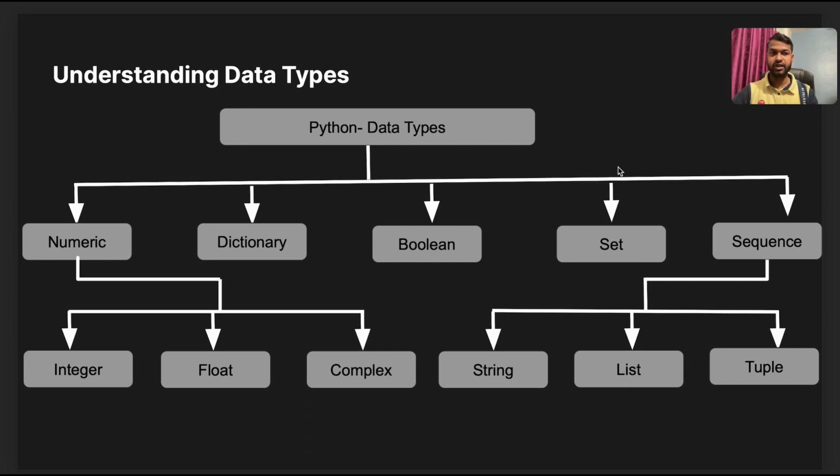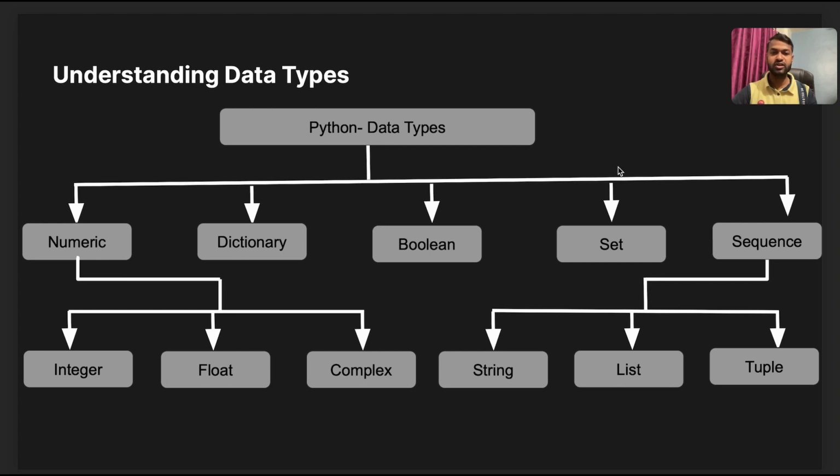X is equal to 10. This is a whole number, so this is an integer. Y is equal to 10.5. Here we have a decimal point, so this is a float. And if we have a real plus imaginary portion, like Z is equal to 2A plus 3B or only 3C, such data types are called complex data types.